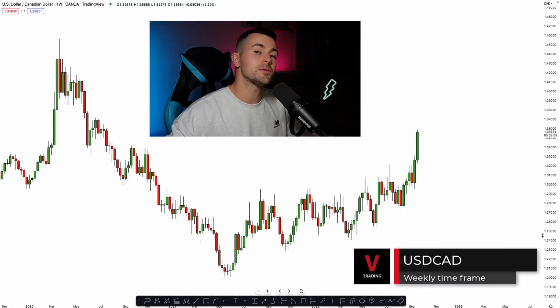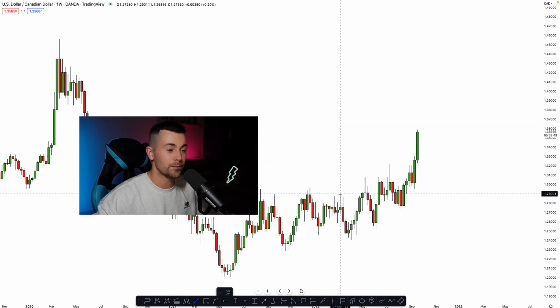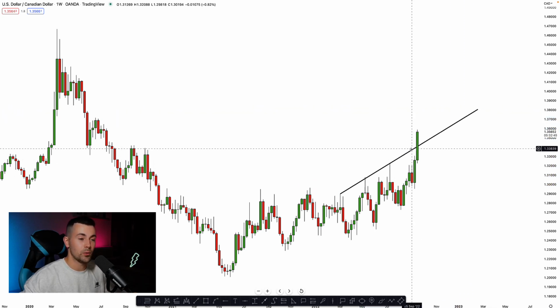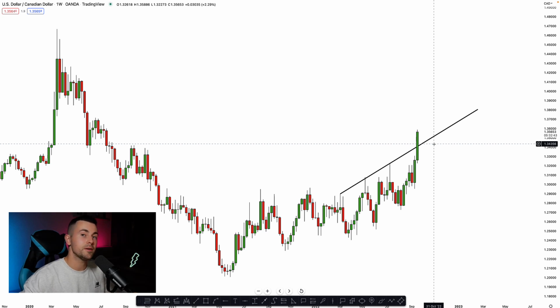Alright traders, I want to start our analysis with the dollar CAD pair. Important thing happened with dollar CAD pair this week. We got a very strong rising trend line here weekly, and you can see how easily the market violated that trend line to the upside.